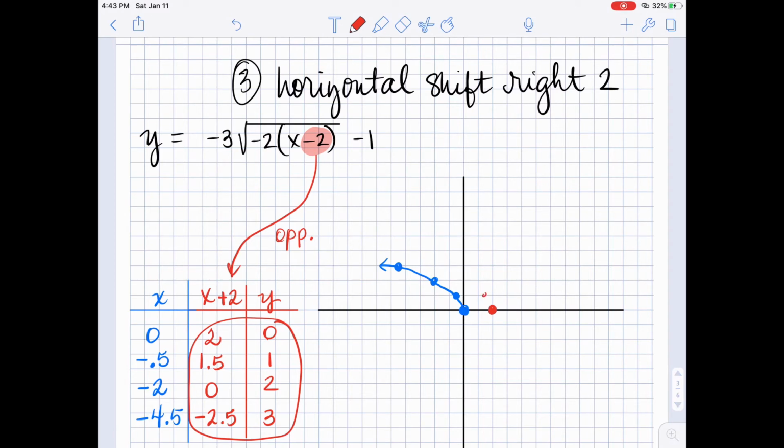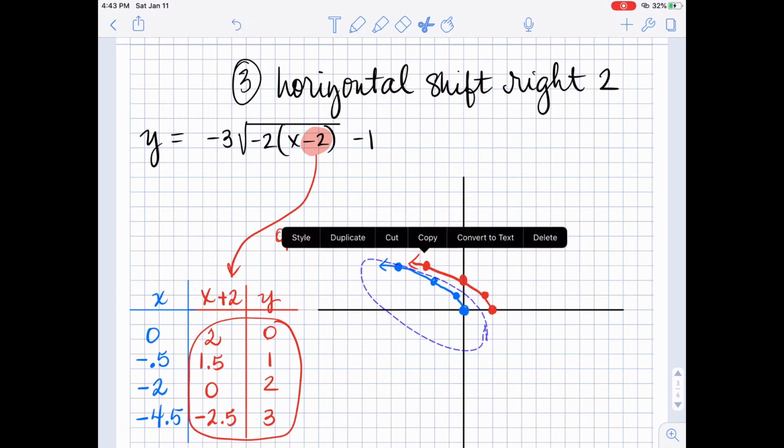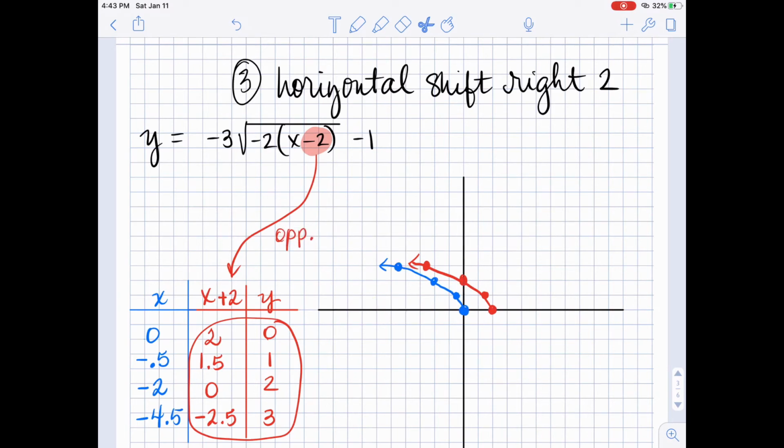2, 0, 1.5, 1, 0, 2, and -2.5, 3. And as you can tell, it looks like the blue graph just basically shifted over 2 units, and that's how it ended up on the red graph.